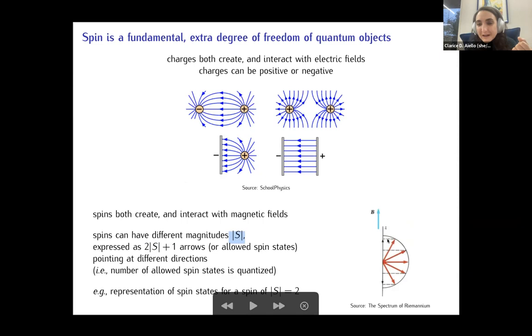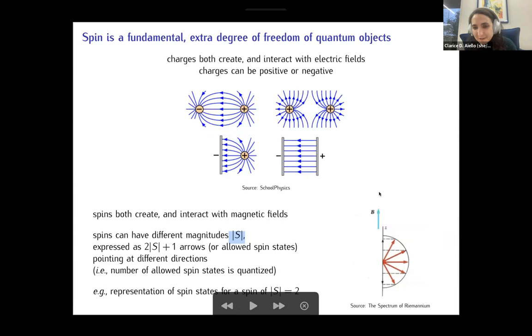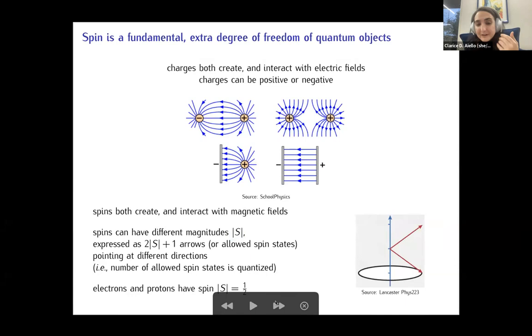For example, to the right, you can see this very abstract representation of the allowed spin states for a spin of magnitude 2. 2 times 2 plus 1 is 5. You see 5 arrows here. This is when there is a magnetic field, for example, in this direction here. Electrons and protons have a spin of magnitude 1/2. In this sort of arrow diagram, the representation of a spin 1/2 is going to look like the stuff to the right here. I'm sure diagrams like this will appear, for example, in Daniel's talk. So this is just one representation. There are two available spin states if a spin has magnitude of 1/2. And you don't really have to grasp anything else from this very abstract representation here.